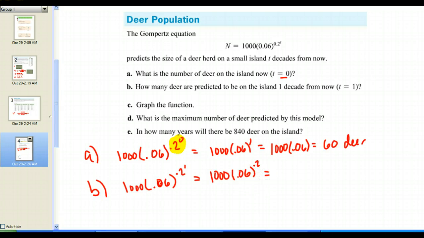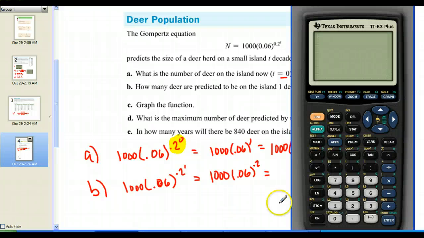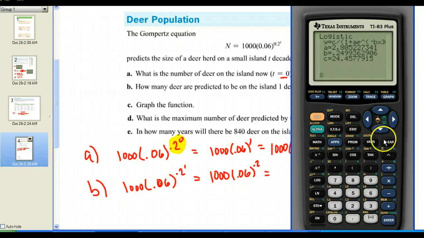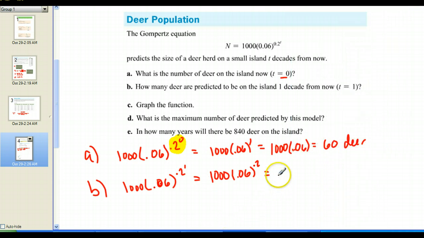Alright, now go to your calculator for a problem like this, and be careful as you're putting these in. That's 1,000 times 0.06, and then that's raised to the 0.2 power. So 569.68. We're going to round it to the nearest whole number because this is a deer, so we're going to say about 570.